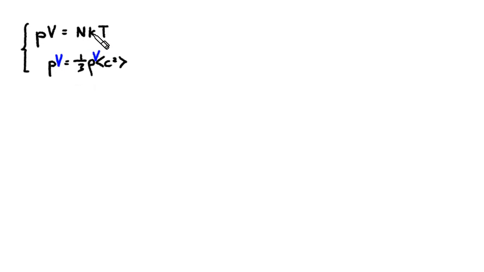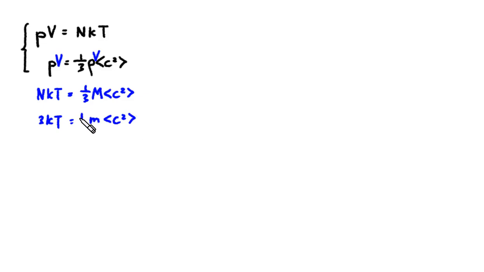PV is nkT, so the left-hand side of the equation is nkT. Rho times V is mass. Which mass? Mass of the gas. Let's multiply the 3 on to the left-hand side, and let's divide N over to the right-hand side. So what is the mass of the gas divided by the number of gas particles? That would give us the mass of each gas particle.